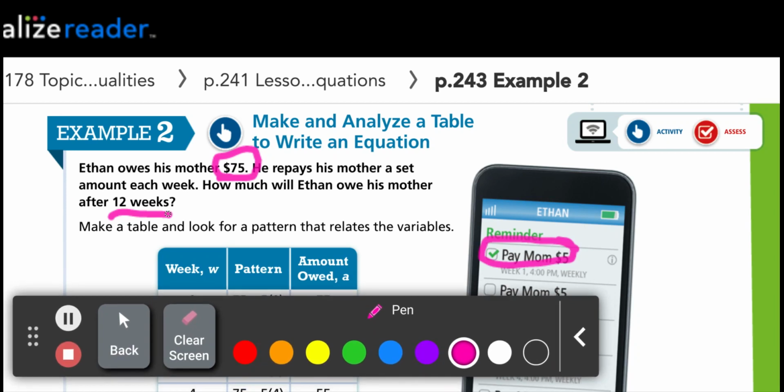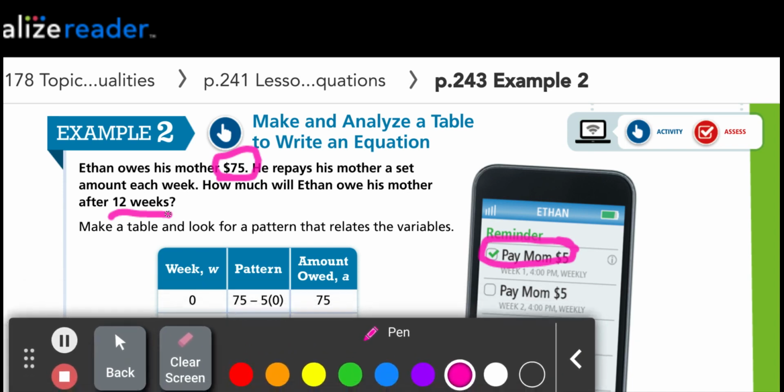The dependent variable, the dependent amount is going to be what is changing. The dependent amount, how much he owes his mother, is how much money he owes his mom after 2 weeks, or after 3 weeks, or after 4 weeks. That amount of money is going to be changing. So we have to write a little equation here. And I'm just going to look at the table.